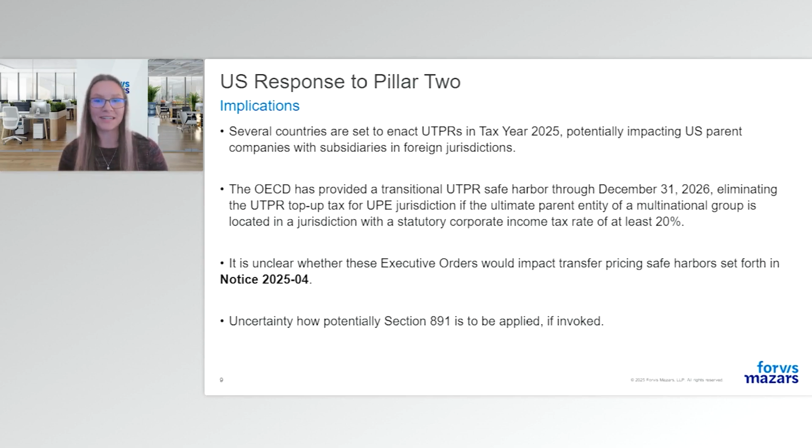So the OECD is aware of the US's reluctancy and at this point seemingly downright refusal to adhere to the global tax deal. And they've actually provided a transitional UTPR safe harbor that applies through fiscal years ending December 31st, 2026. This would eliminate any UTPR top-up tax liability if the ultimate parent entity of a multinational group is located in a jurisdiction with a statutory corporate income tax rate of at least 20%. So note, this is the statutory corporate income tax rate, not the effective income tax rate.